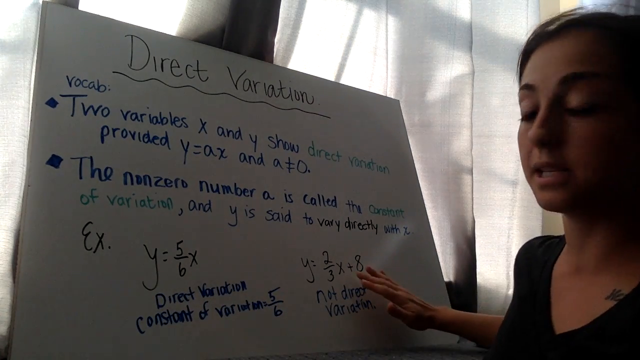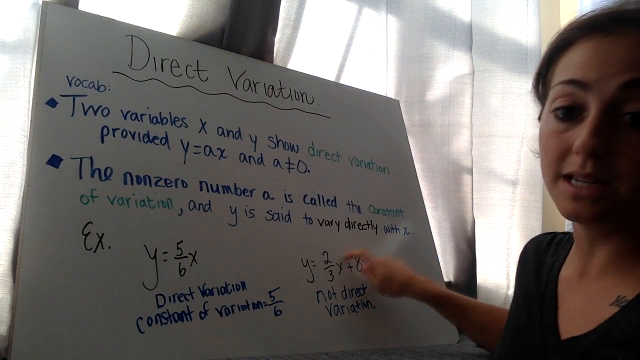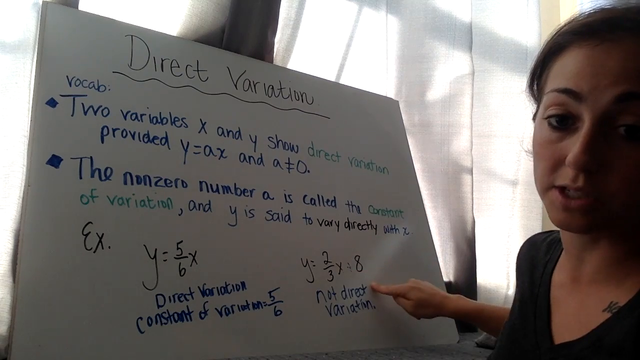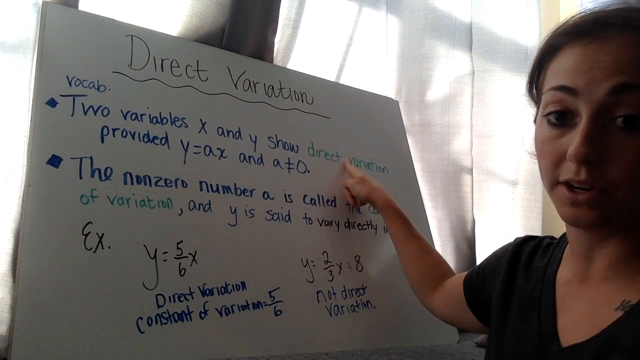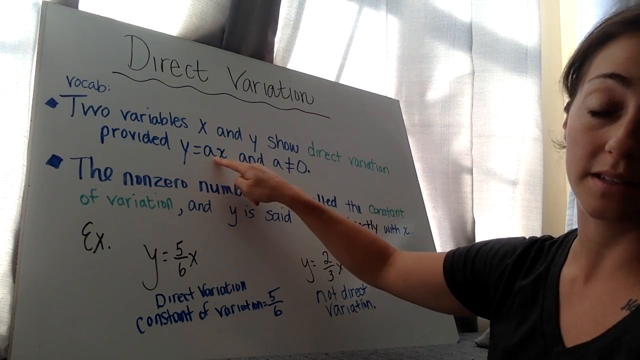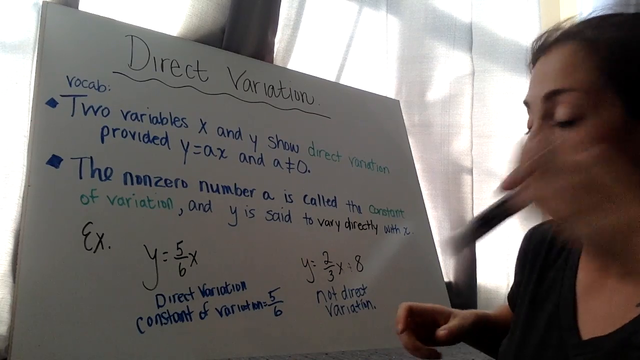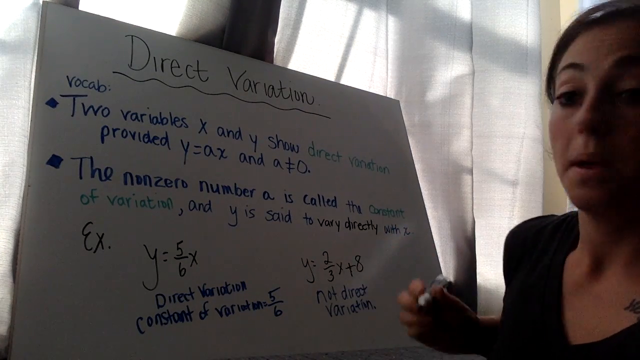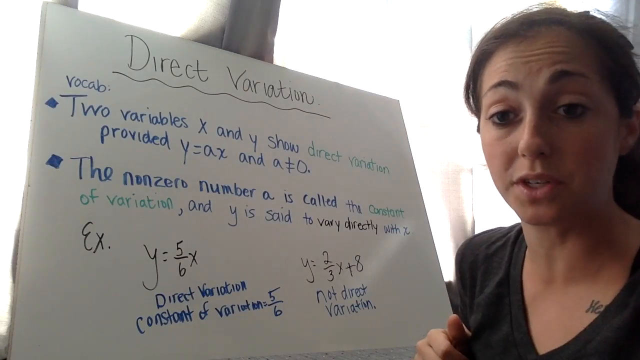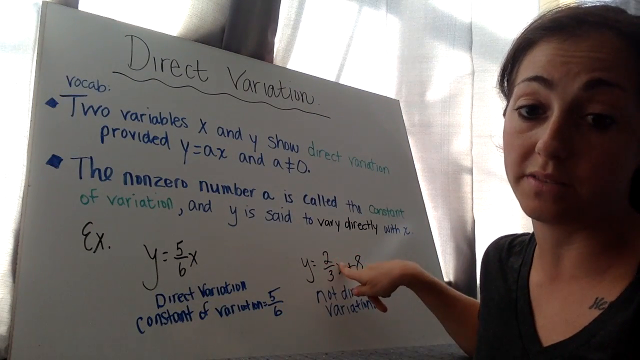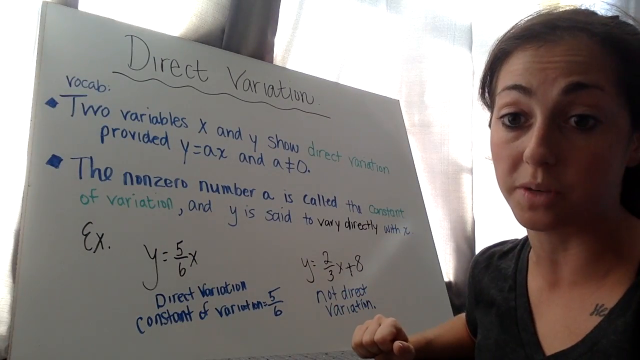Okay, now let's look at this example. y equals 2/3 x plus 8. Well, because of this plus 8, that's a y-intercept, that's no bueno. It's not direct variation. It says it's direct variation if y equals ax. So that's why, because of that plus, it kind of messed it up. Because that plus 8 is there, it's not direct variation. Done. Nothing else you can do. You don't even want to say that the constant of variation is 2/3 because it isn't. It's not direct variation. There is no constant of variation.